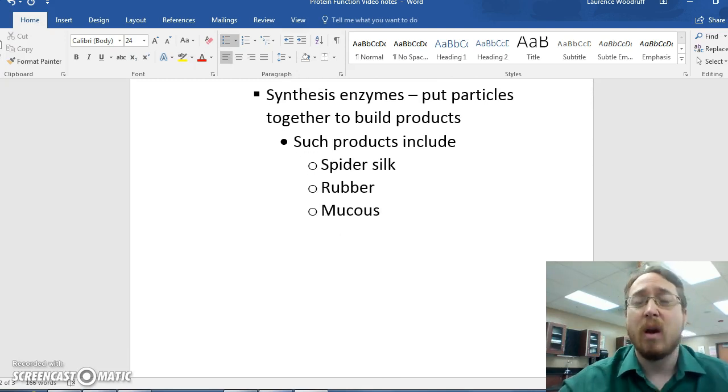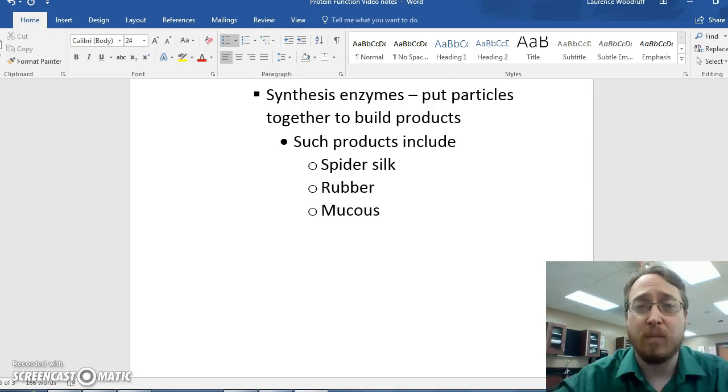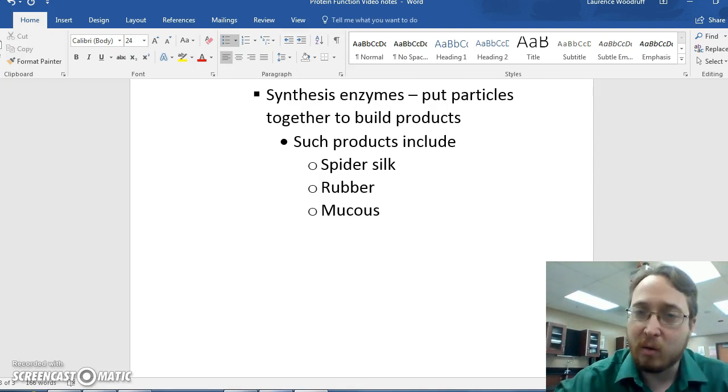Synthesis enzymes are a type of enzyme that do the opposite. They take smaller particles and put them together to build something, and they build things, non-living products for cells, such as spider silk, rubber, and mucus, amongst a myriad other things found, again, in our biosphere.